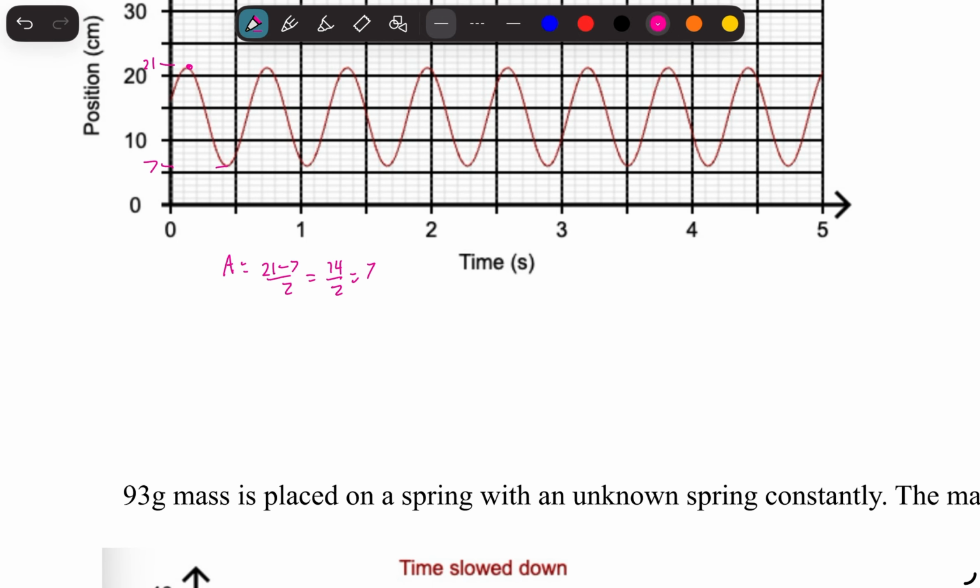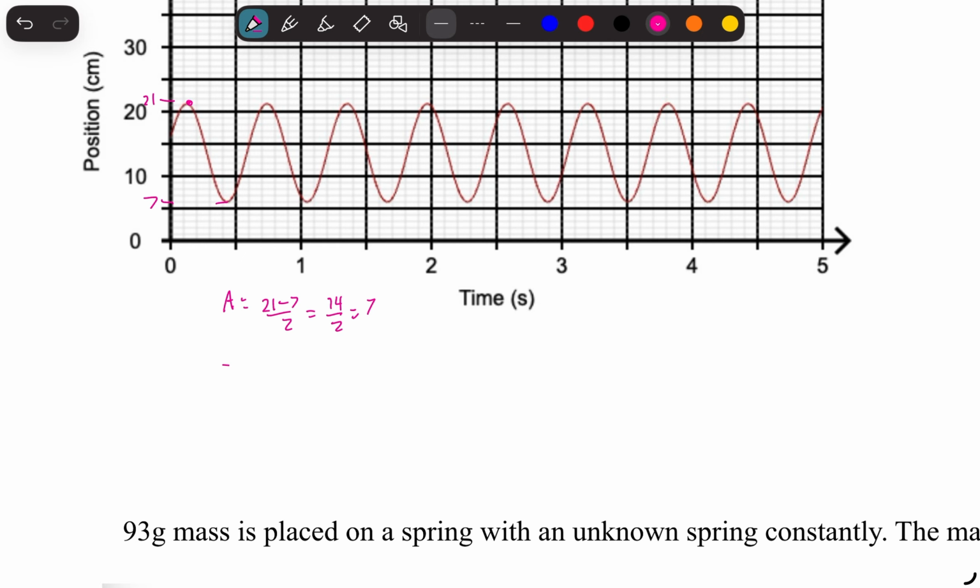Now you need to find the period for this problem. Your period is equal to your time over your cycles. Let's look at how many seconds we have. We have 5 seconds here, and we have 1, 2, 3, 4, 5, 6, 7, 8 cycles. So you can do 5 divided by 8, and if you plug that into your calculator, you have 0.625.